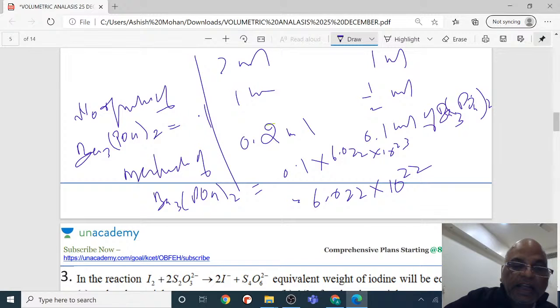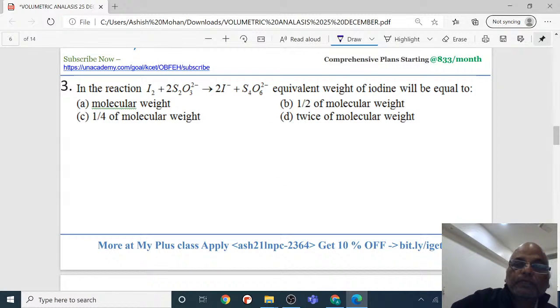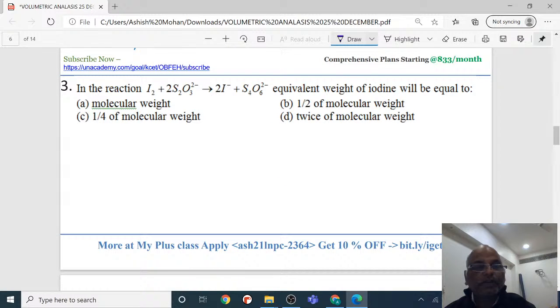Next question. In the reaction I2 plus 2 S2O3 2 minus gives 2 I minus plus S4O6 2 minus, the equivalent weight of iodine will be equal to. Please give me the answer to this question.